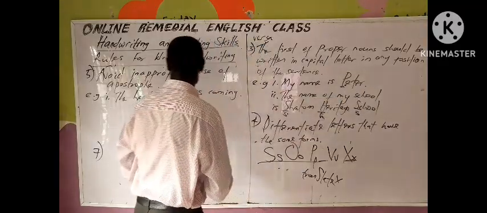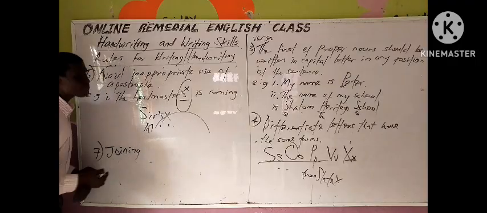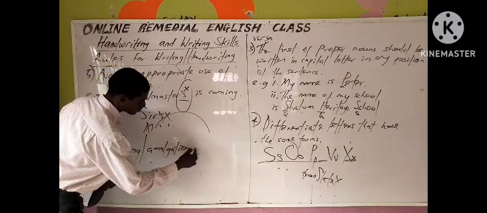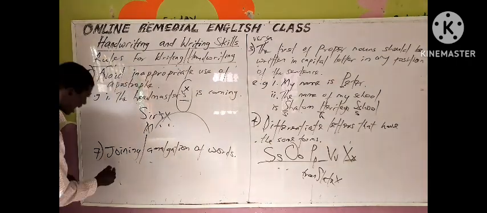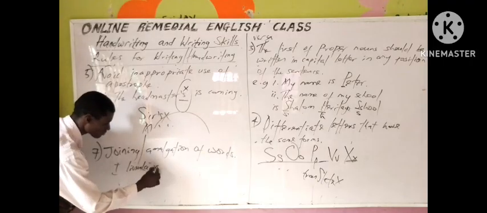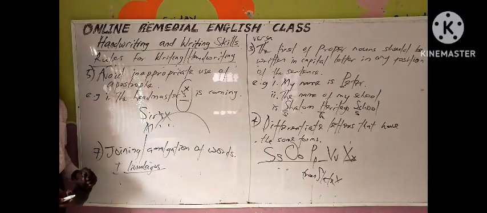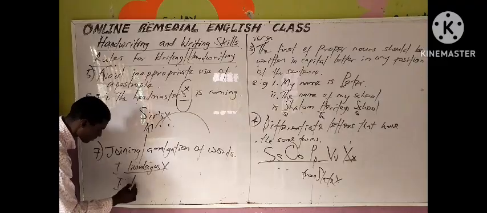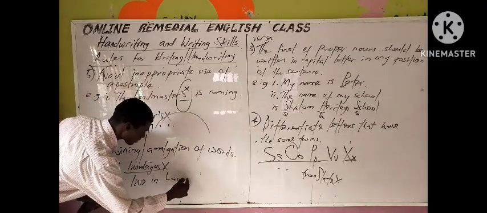So now what is the problem? Joining or amalgamation of words is wrong. I live in Lagos. Imagine this. This is unacceptable. Instead of I live in Lagos.